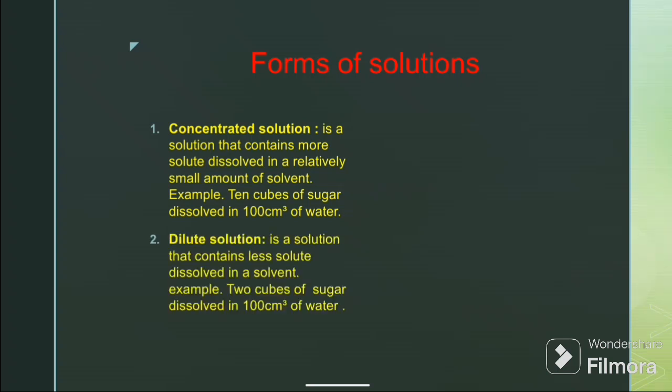The second is the dilute solution. A dilute solution is a solution that contains less solute dissolved in a solvent. So you have less solute dissolving in a relatively huge amount of solvent. An example is 2 cubes of sugar dissolved in 100 centimeter cube of water. We term this a dilute solution. A dilute solution has more of the solvent as compared to the solute, but a concentrated solution has relatively equal amounts or more solute than solvent.